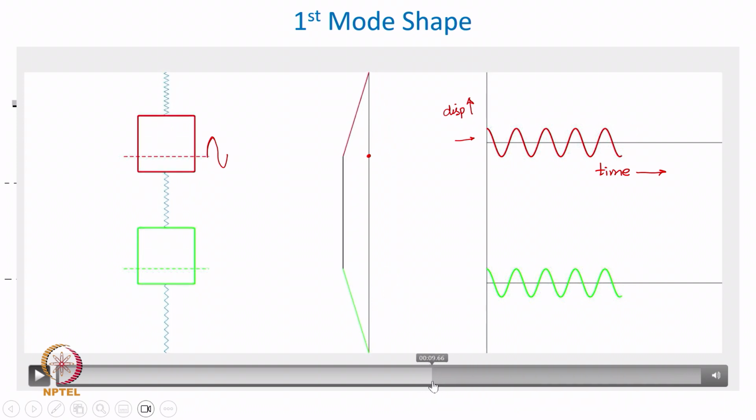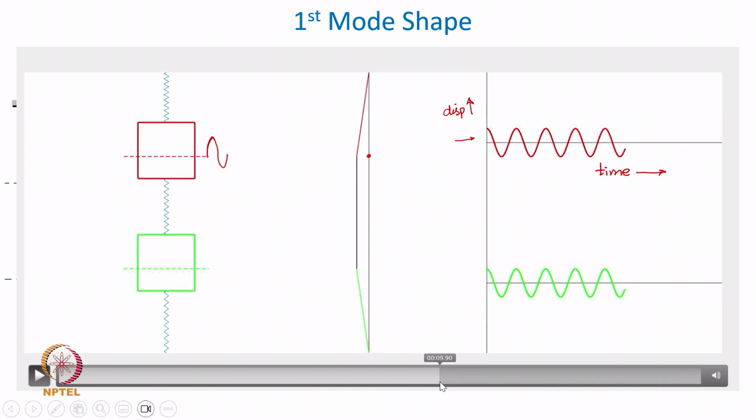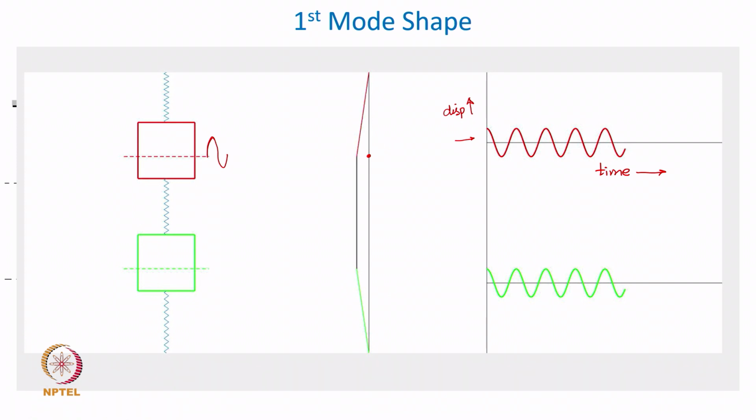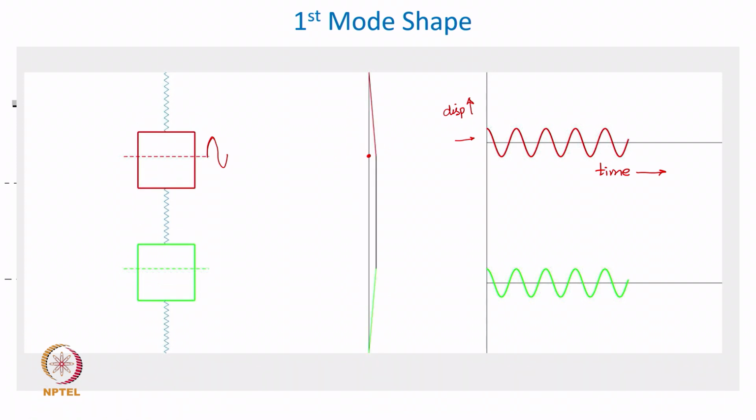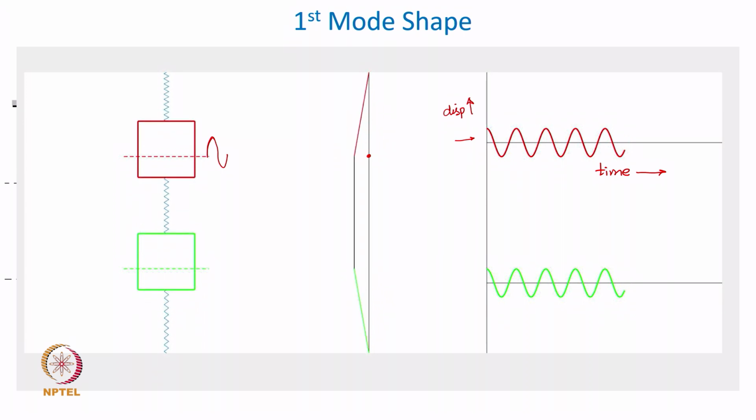If I move them slowly, you can see that at this instant of time their amplitude ratio will be 1. If I slightly move it, both of them are positive, so the ratio will remain positive. Here, at this instant of time, both of them are moving in the negative direction, so numerator and denominator are both negative but equal in magnitude. So, the ratio turns out to be still 1.